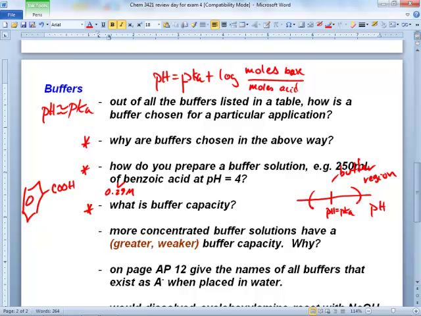gone, right? So to me, buffer capacity is this dude right here, that concentration of that stuff. So the maximum. Well, that's how I look at it, right? Because the more concentrated that buffer is, the larger its buffer capacity. How about its buffer region?